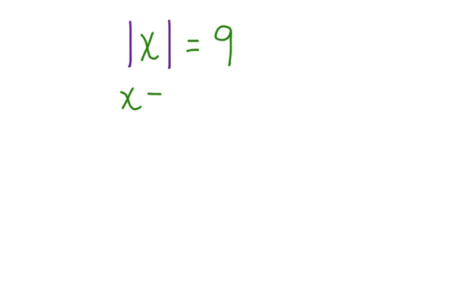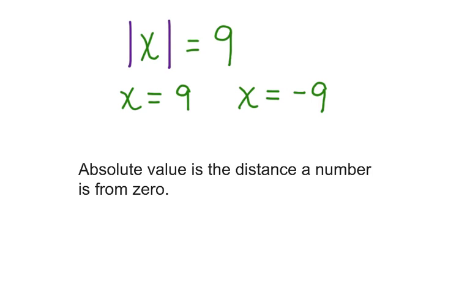We could say that x could be equal to 9 because the absolute value of 9 is 9, and x could be equal to negative 9 because the absolute value of negative 9 is also 9. Remember that the absolute value is the distance a number is from 0. Always keep this in mind.